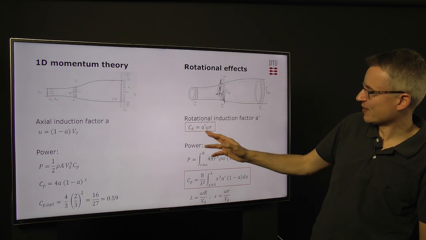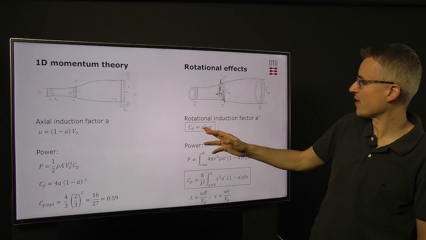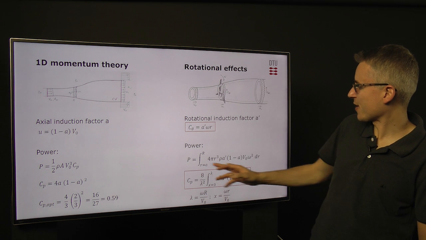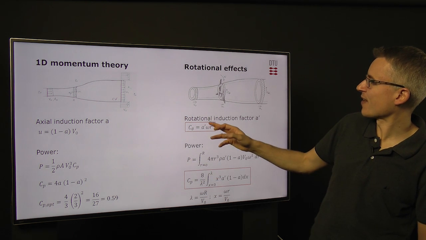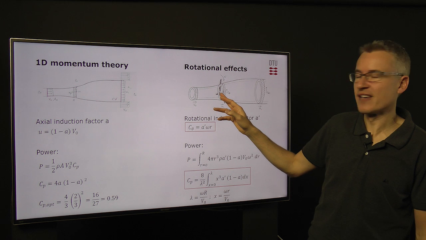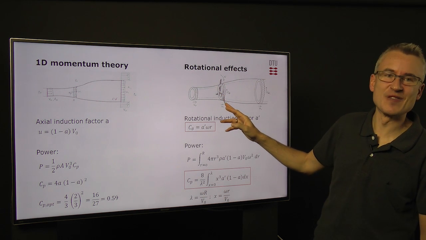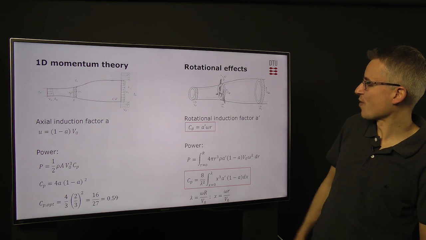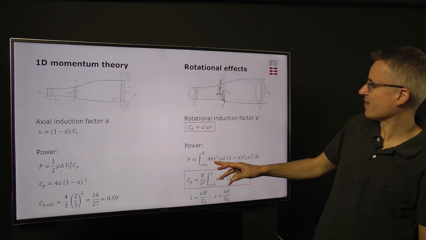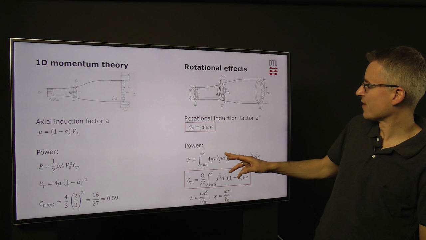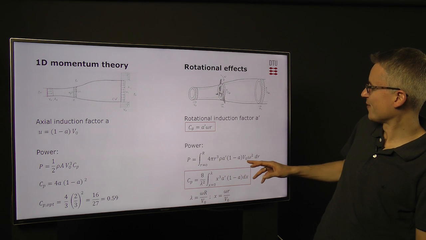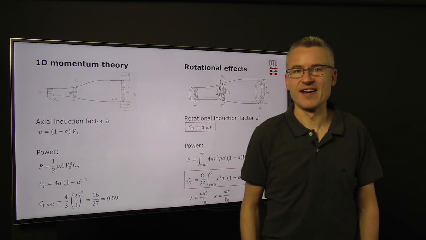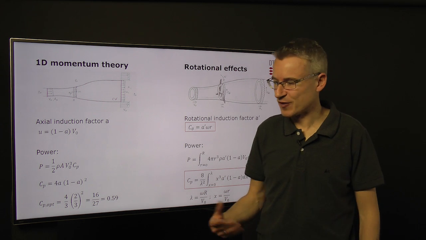So we can go one step further, and that is with this analysis here, where we actually define also an induction coefficient for the rotational flow, a prime, and we can express that the power is an integral from the middle of the rotor and then out to the largest radius, the rotor radius, along the blade. So the power is 4 pi r cubed rho a prime (1 minus a) v naught omega squared dr.